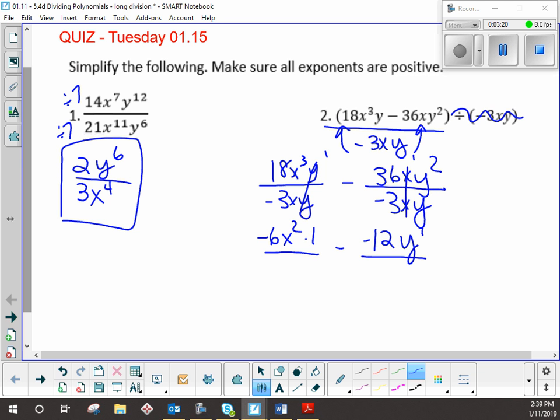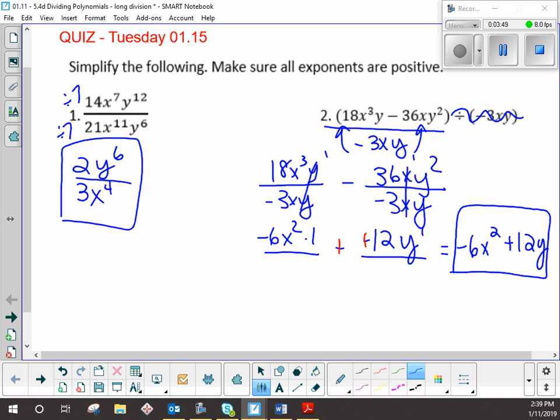Now this answer I have is kind of awkward, so I'm going to clean it up a little bit. The first thing I'm going to do is minus a negative makes plus. So I have negative 6x squared plus 12y. Who got that? Who got it except for the plus? Okay, because that was tricky. I don't think a lot of people did. I thought my answer was completely wrong because of the y. I just thought it was wrong.